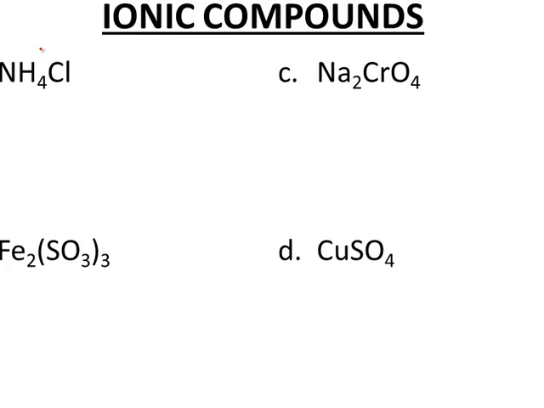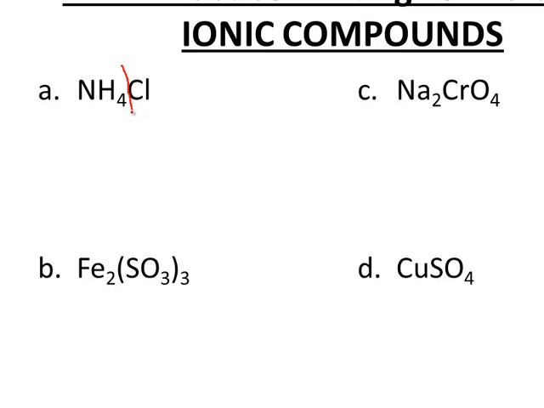NH4Cl. Now remember, if we see NH4, we draw the line after NH4. That's our only exception that we have, and then Cl minus. NH4 is ammonium, which has a +1. Chloride has a -1. So ammonium and chloride, showing it's the chloride ion, ammonium chloride.